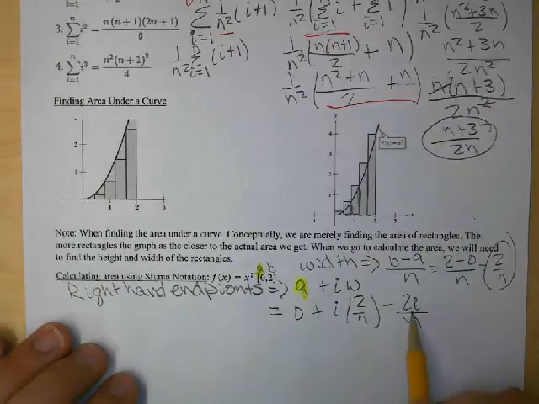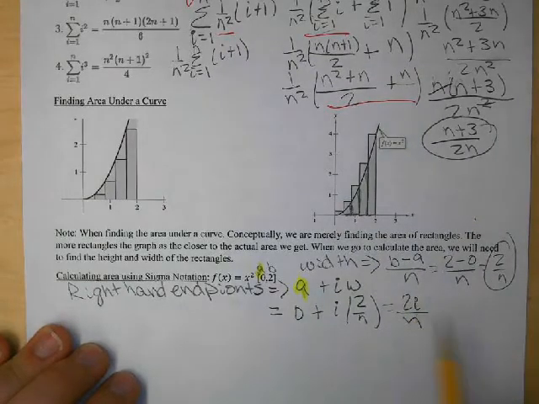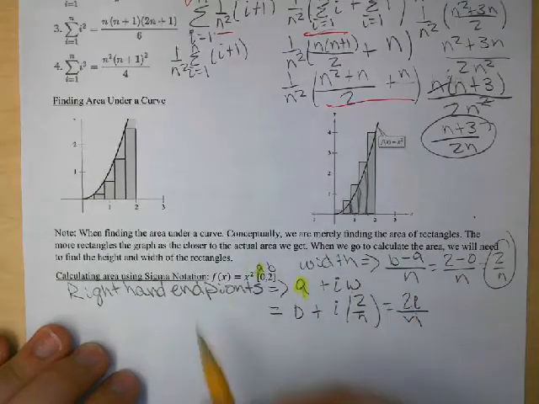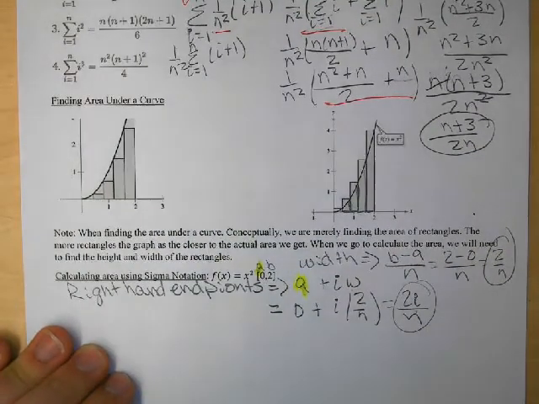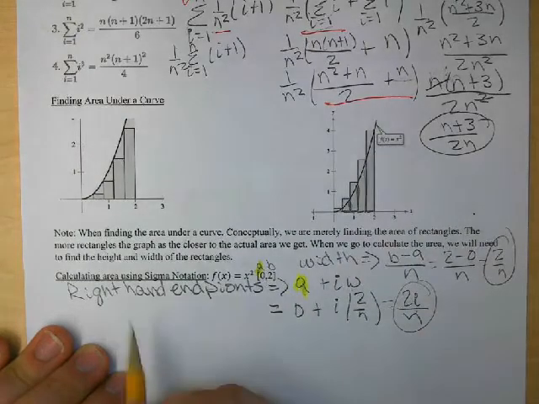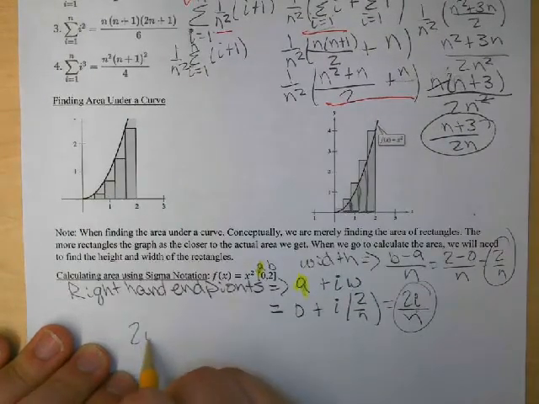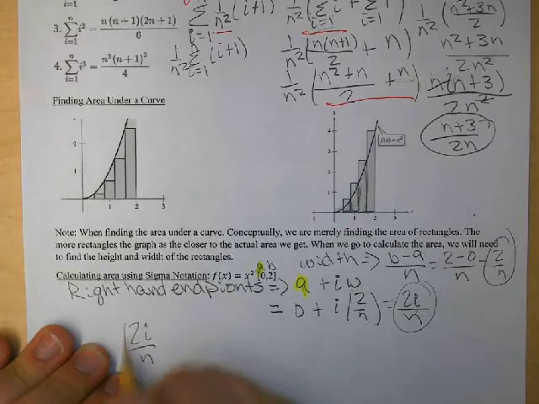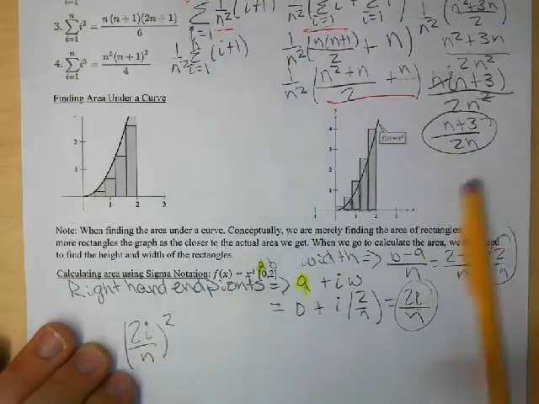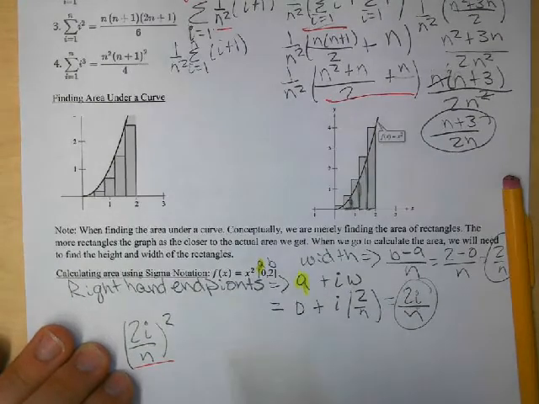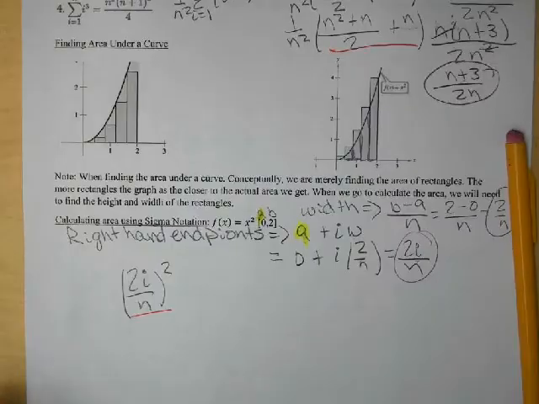What we need to do is plug the endpoint value into our function f of x in order to get the height. So really that's just 2I over n quantity squared. Okay? So this number right here, that's the height.